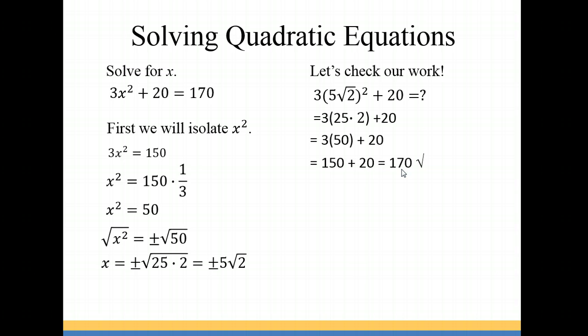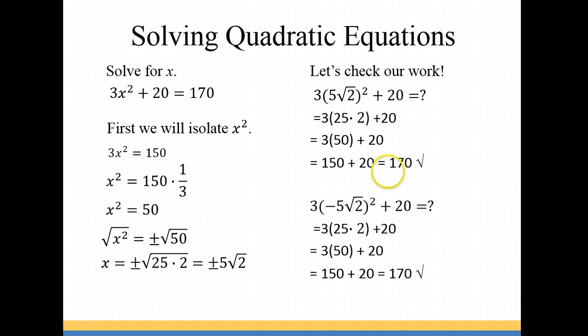Now let's try our negative solution. When we're putting in the negative 5 square roots of 2, you're going to square negative 5 first. Well, negative times a negative is going to give you positive, so we still have positive 25 here. We still have the 2 from squaring the square root. This square root and the squaring, they undo each other, so you always get back what's underneath the radical here. And then, of course, we have the 50 times 3, 150, and 20 make 170. So this checks out as well.